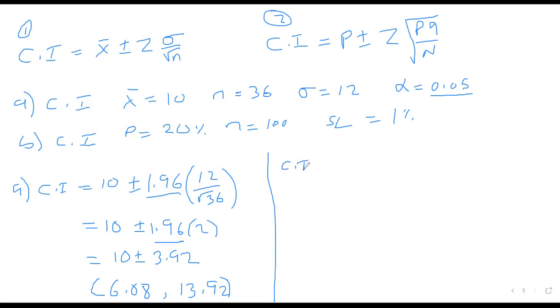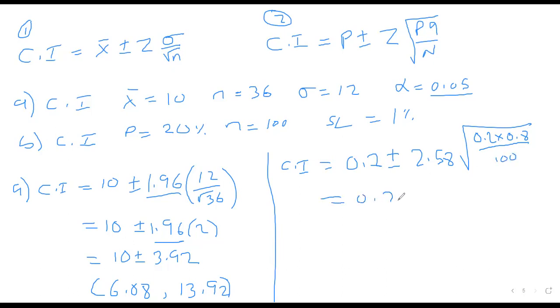At B, we're using formula 2, since we're given the proportion. Here, where there's P, we put 0.2. We know that P and Q are related. If P is 0.2, then Q will be 0.8. Plus minus Z. What is our Z at 1%? 2.58. And our P, 0.2. And our Q, 0.8. And our sample size N is what? 100.